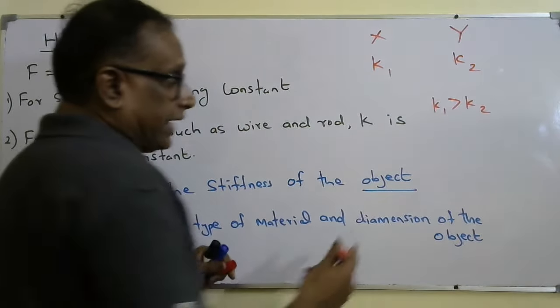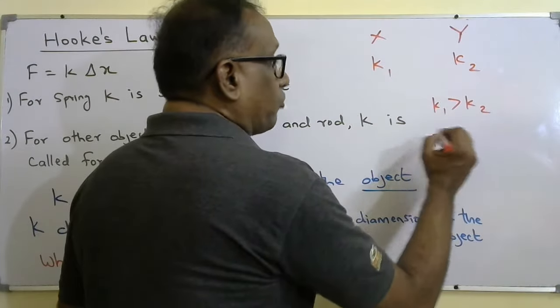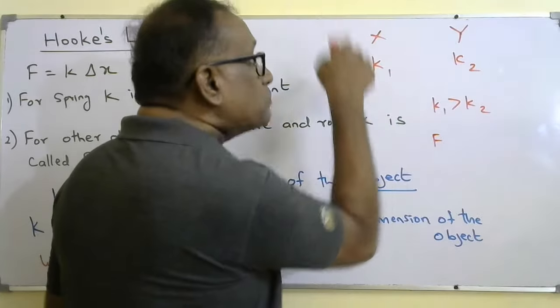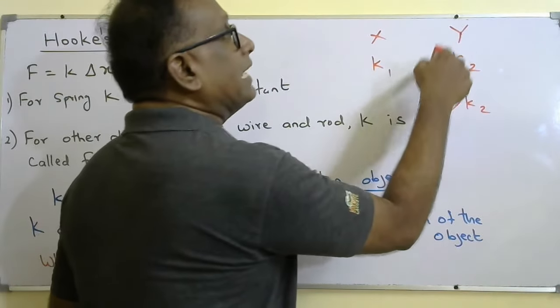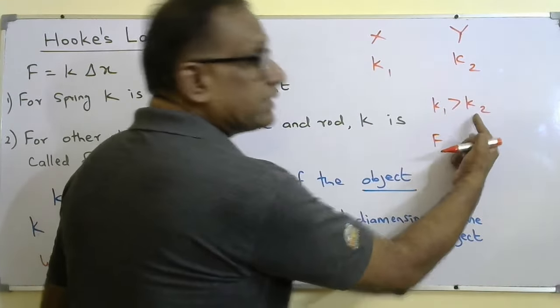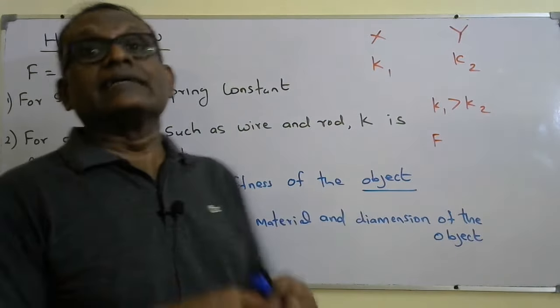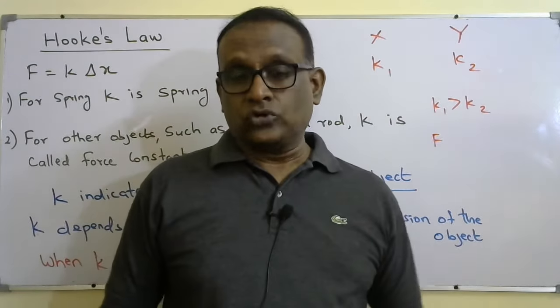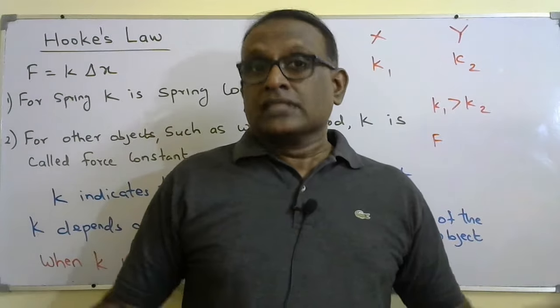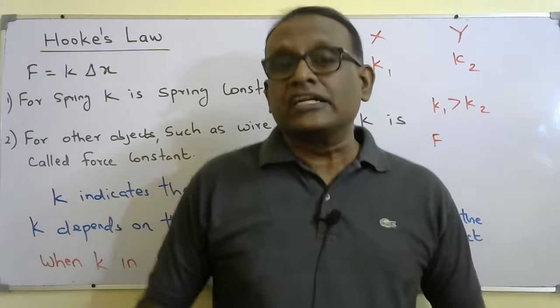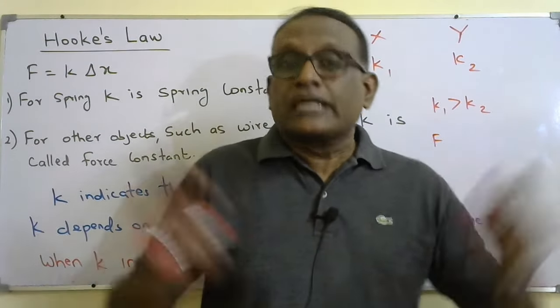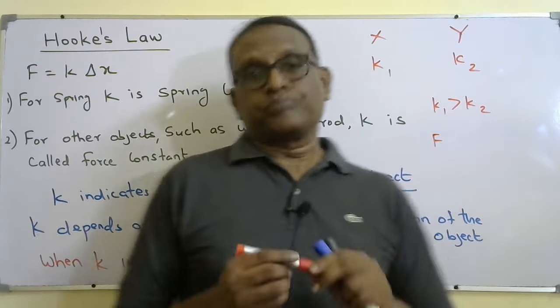What do you mean by that? When you apply the same force, the extension will be smaller here and larger there. The lower the K, the greater the extension for a given force, so it is easy to deform. Higher stiffness means it is difficult to deform, so the extension or compression will be lower.